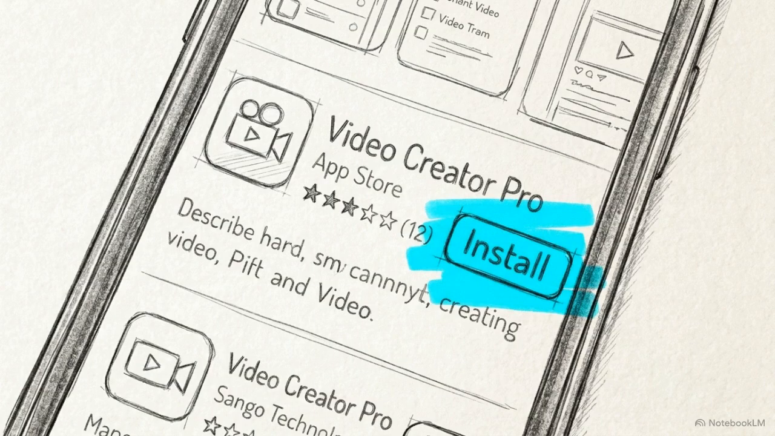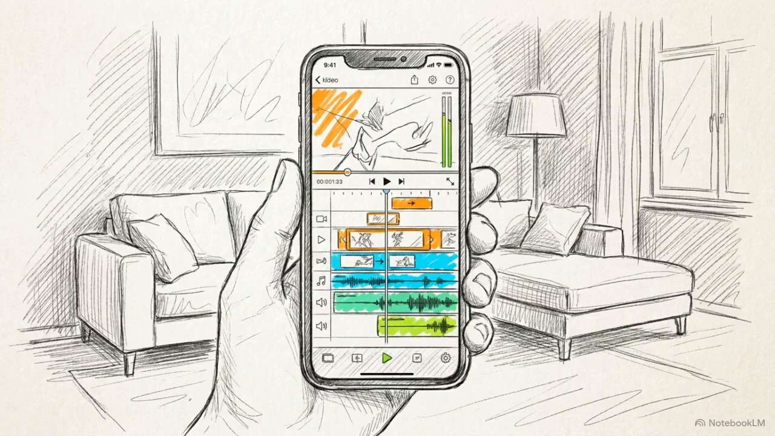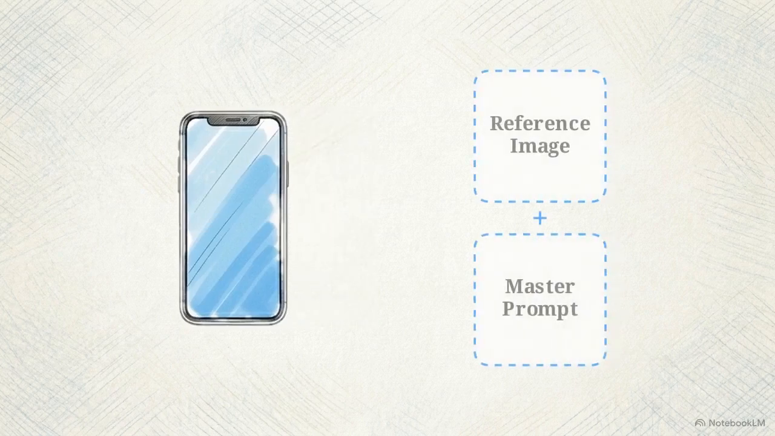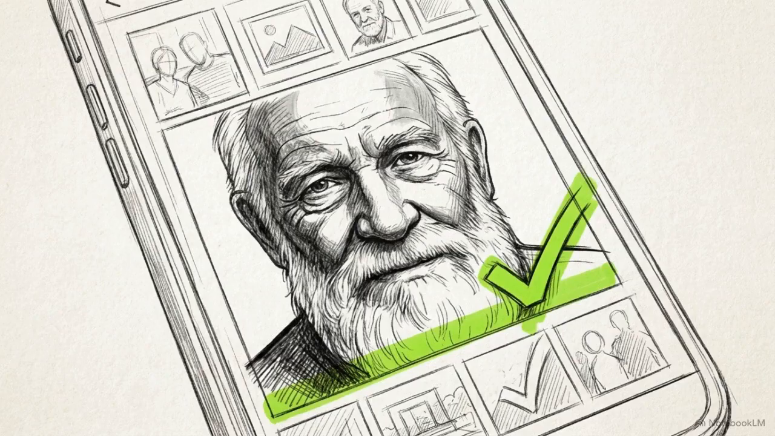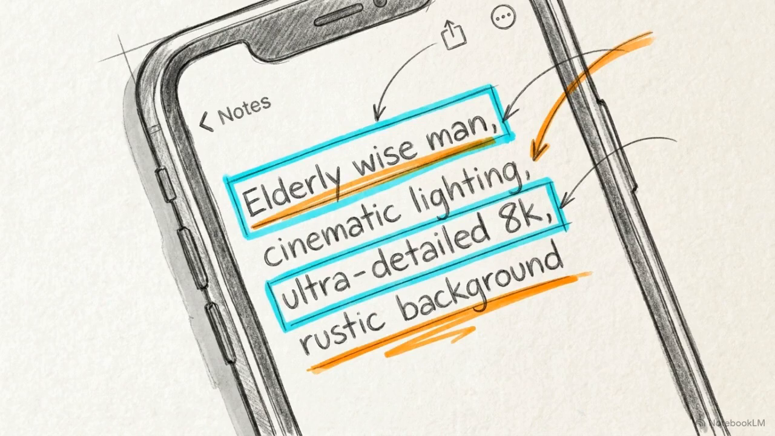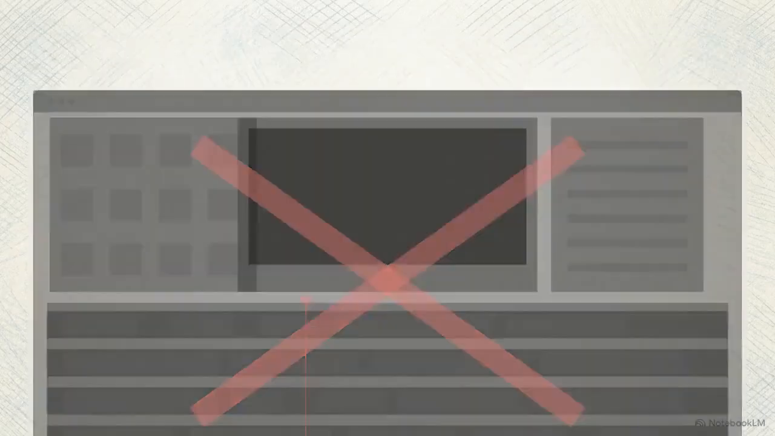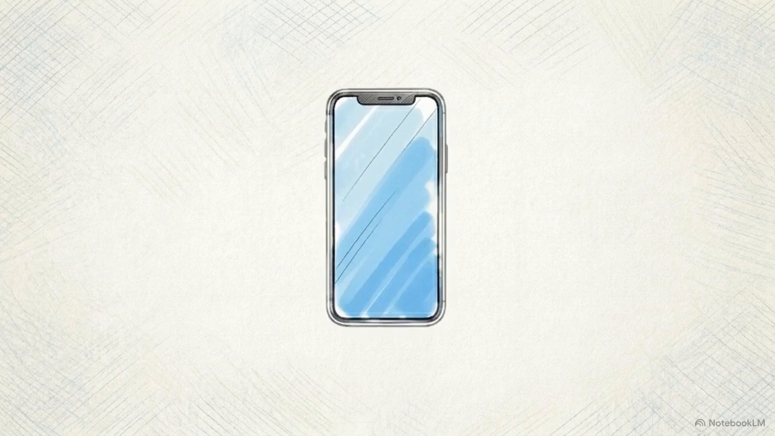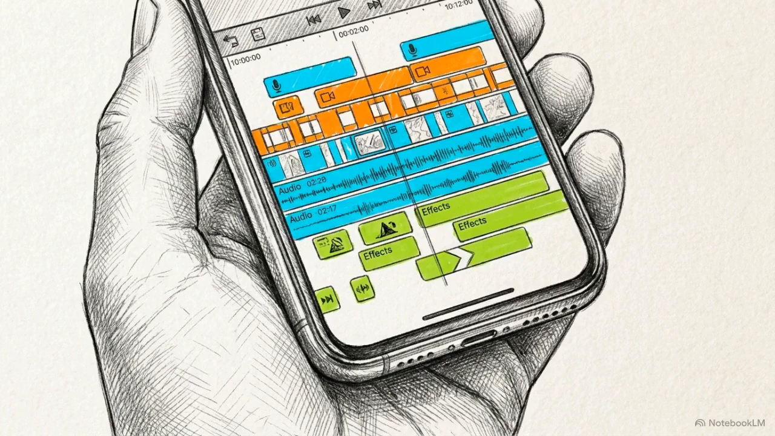It costs $0 and you don't need a computer. Every step happens right on your phone. Before we start generating anything, you need two things ready on your device: a screenshot of the character style you want to mimic and a master text prompt to guide the AI. Getting this prep work right is what allows us to bypass heavy editing software. It moves the entire production pipeline directly into the palm of your hand.